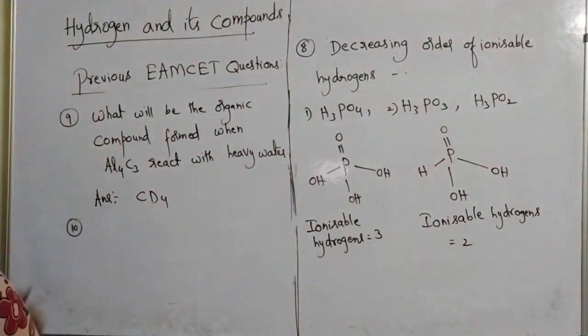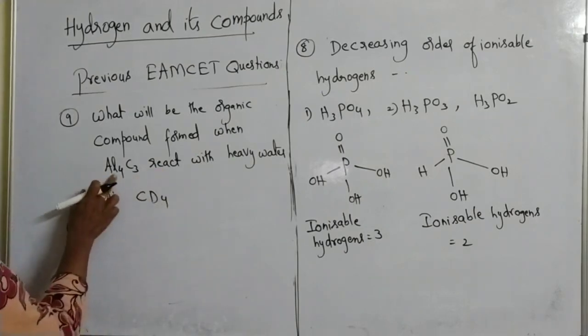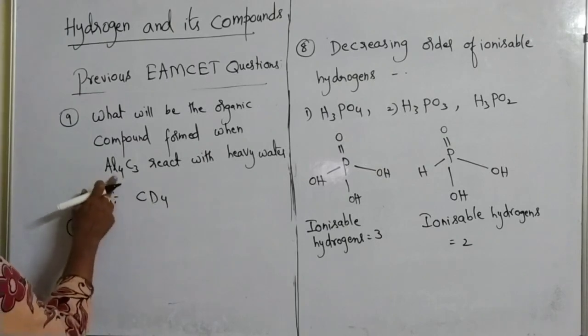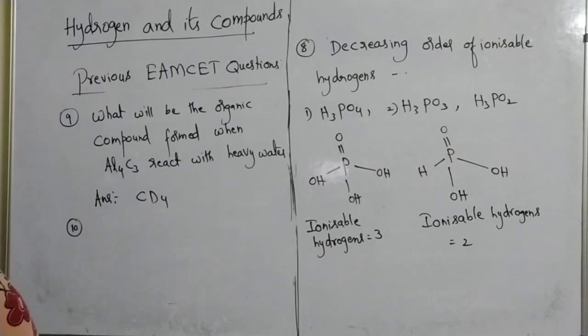I even gave this in match the following also. Even when calcium carbide reacts with heavy water, it forms... If they give calcium carbide instead of aluminum carbide, you will get deuteroacetylene. Remember that point. And here one more question is given like this.